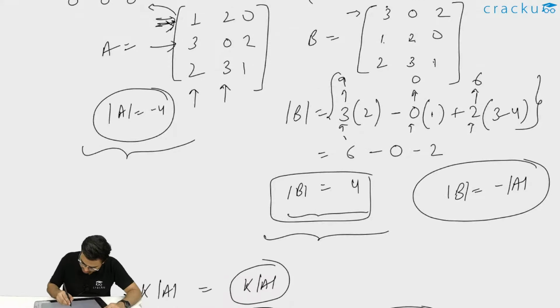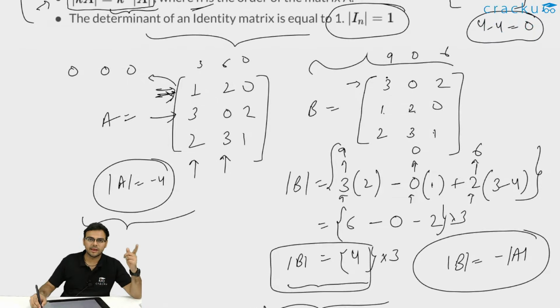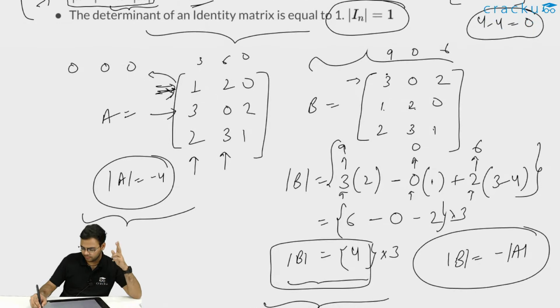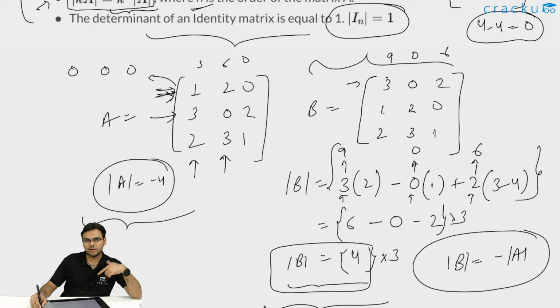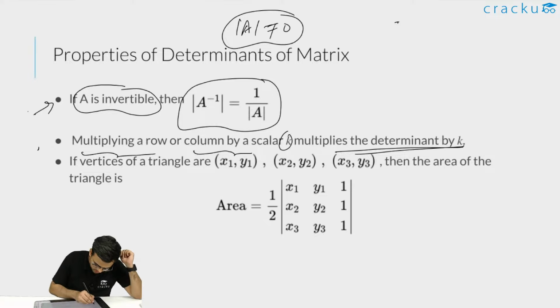So what will happen? This will also be multiplied by 3 and this will also be multiplied by 3. If I multiply the first row by 3, I have to multiply all the elements of the entire row by 3. So determinant of B will be 4 into 3, which is 12. So since I multiplied one of the rows by a scalar constant 3, the determinant is also multiplied by the scalar constant. So this is also again very important.